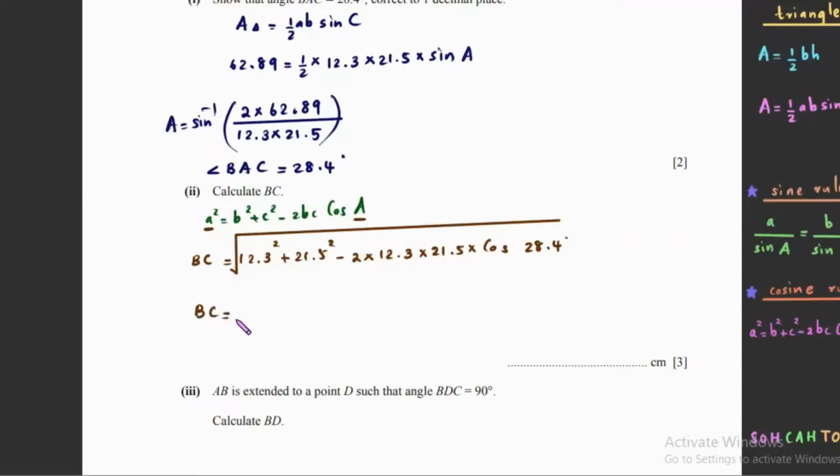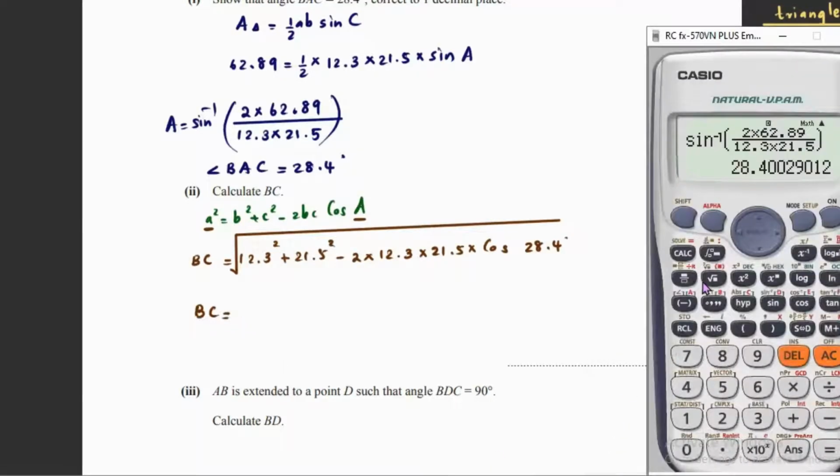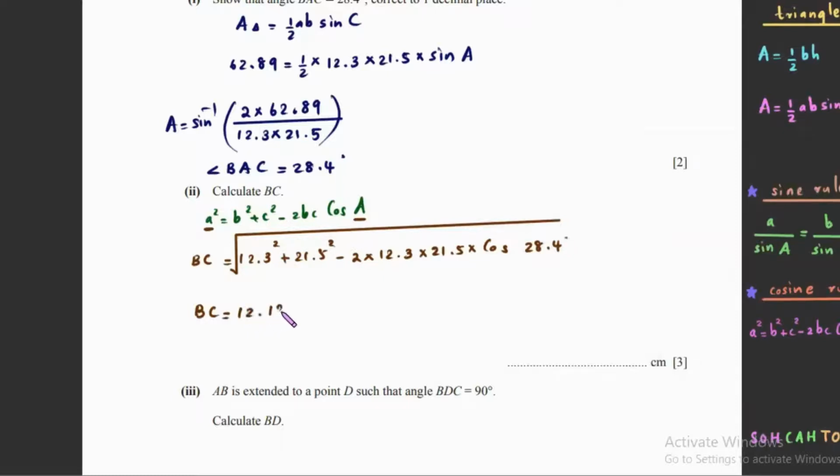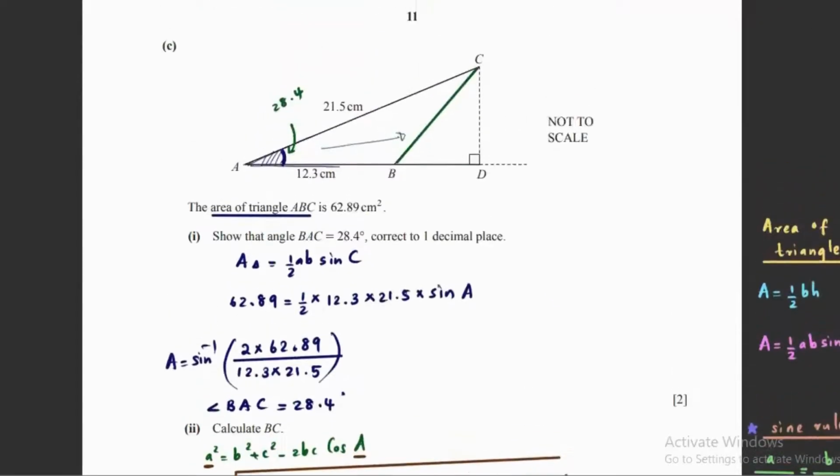So BC is equal to, so I'm going to put it in the calculator, square root 12.3 squared plus 21.5 squared minus 2 times 12.3 times 21.5 times cos 28.4. So when I do that, I get 12.177, which is the same as 12.18. So 12.18 centimeters will be the value for BC. That is what we are supposed to calculate.